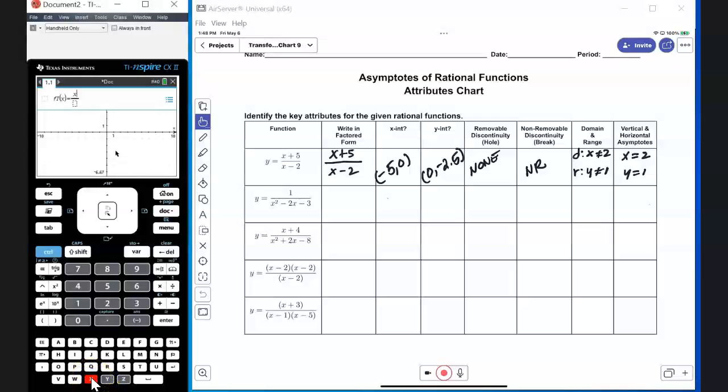You're going to type in x plus 5. You're going to type in x minus 2. Enter.